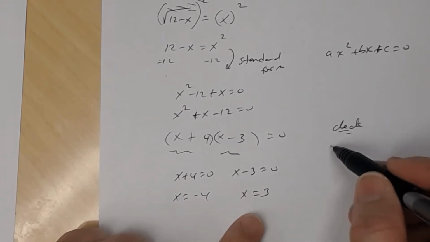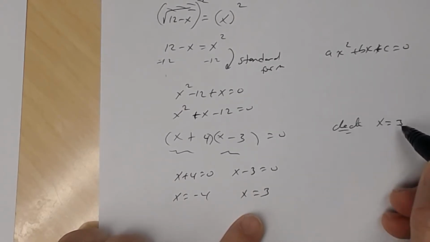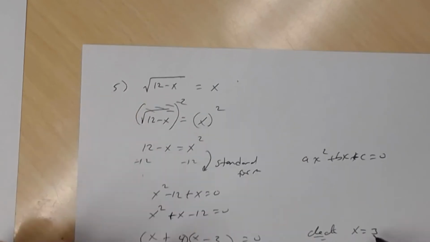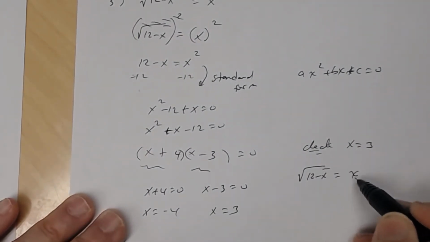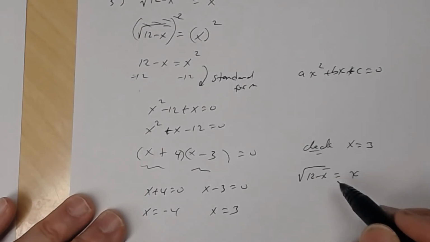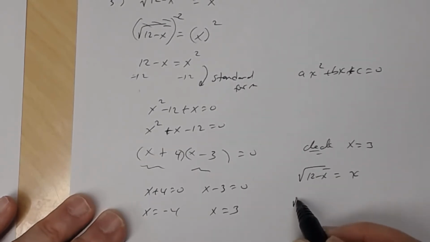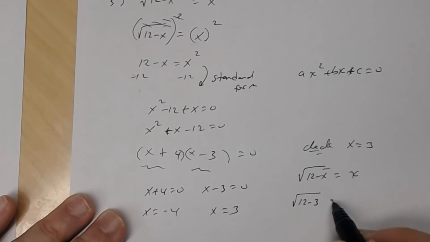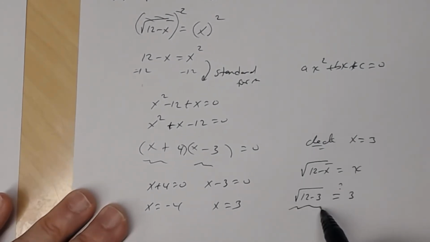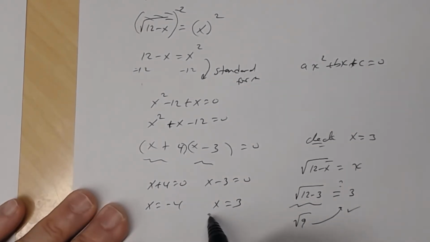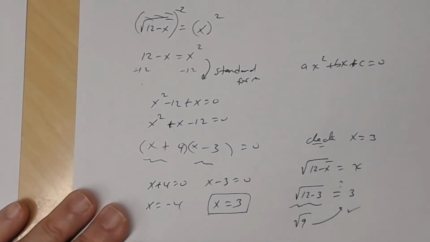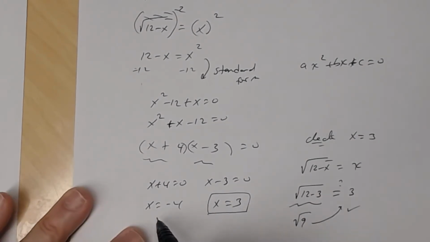If I check 3, I'll go back to the original: the square root of 12 minus x equal x. Wherever we see the variable x, I'm going to plug in 3. So I get the square root of 12 minus 3, and I want to see if that equals x, which is 3. 12 minus 3 is 9, and the square root of 9 is equal to 3. So 3 is a solution. Now let's check negative 4.